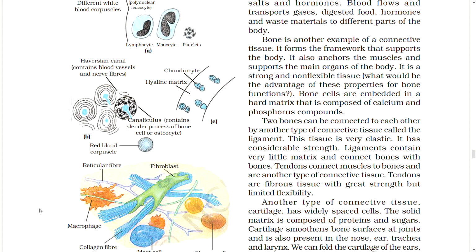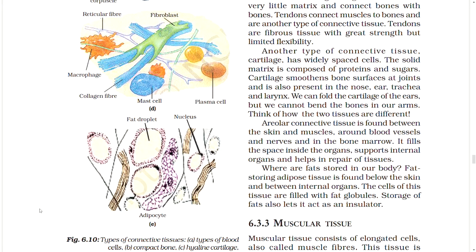Tendons connect muscles to bones and are another type of connective tissue. Tendons are fibrous tissues with great strength but limited flexibility. Another type of connective tissue, cartilage, has widely spaced cells. The solid matrix is composed of proteins and sugar. Cartilage smoothens bone surfaces at joints and is also present in the nose, ear, trachea, and larynx. We can fold the cartilage of the ear, but we cannot bend the bones in our arms. Think of how the two tissues are different.